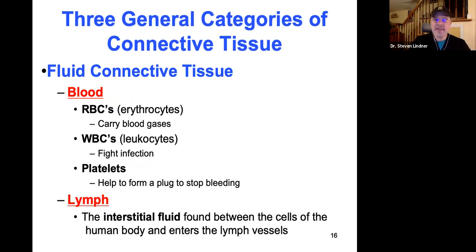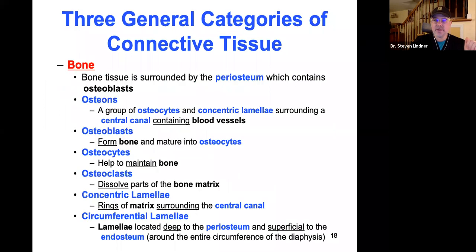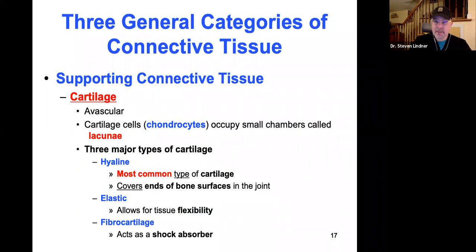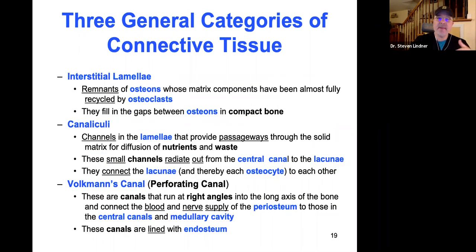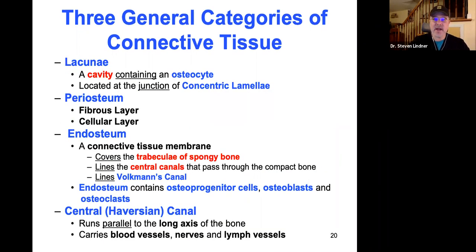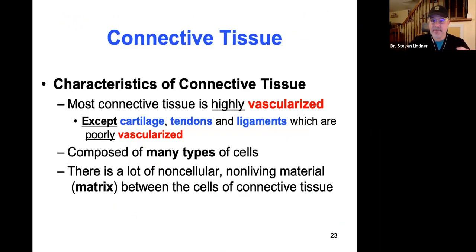Then we have fluid connective tissue, which is blood and lymph. Then we have supporting connective tissue, which is cartilage. We'll talk about hyaline, elastic, and fibrocartilage. Under support, we also have bone. Okay, so for supporting, you've got cartilage, and then we have bone. And then we did a lecture on the osteon not too long ago that covered all the different parts of the bone that you need to go over.